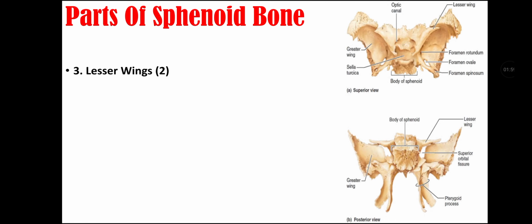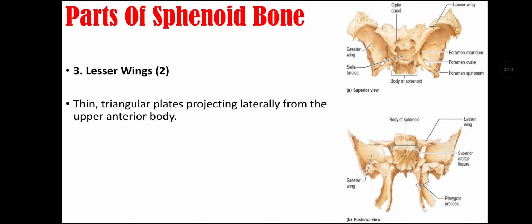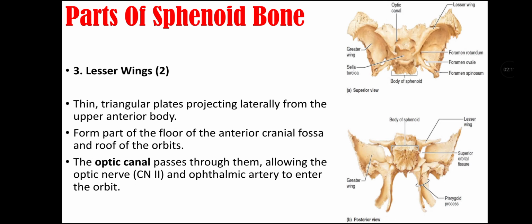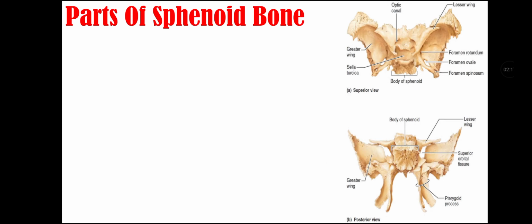Next part of sphenoid bone is lesser wing. They are thin triangular plates projecting laterally from the upper anterior body. They form the part of the floor of anterior cranial fossa and roof of orbits. The optic canal passes through them, allowing the optic nerve and ophthalmic artery to enter the orbit.